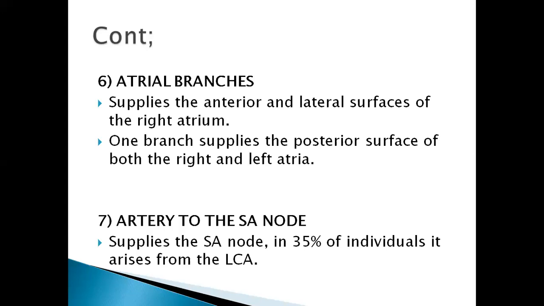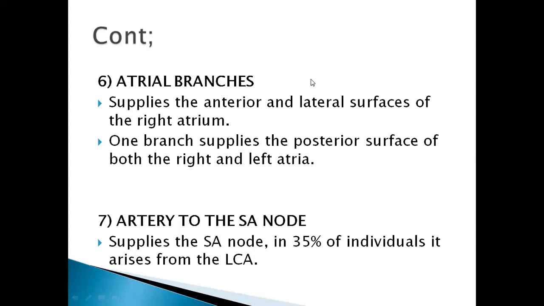Septal branch is a branch of the posterior interventricular artery that supplies the AV node. That is also called nodal artery. Atrial branches arise from the right coronary artery and supply the anterior and lateral surface of the right atrium. One branch supplies the posterior surface of both the right and left atria.